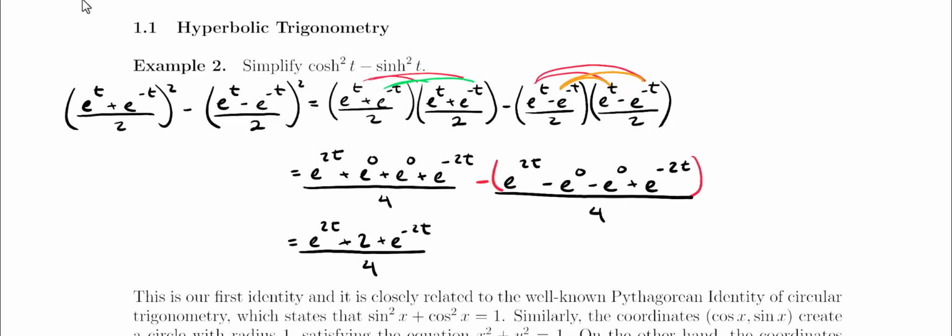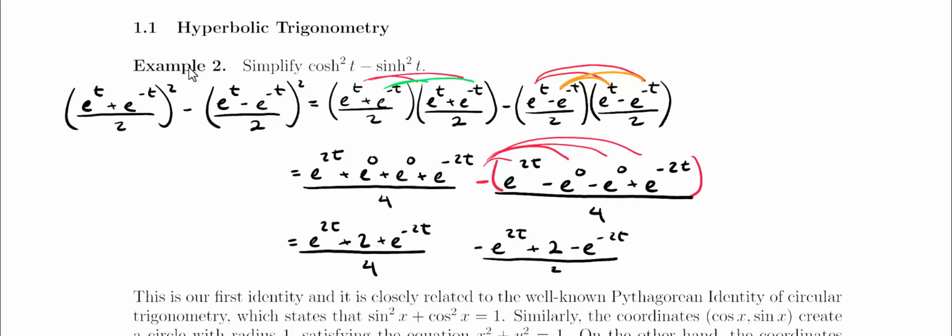And now, for the second fraction here, distributing the negatives to everything and simplifying, we're going to have a negative e to the 2t plus 2 minus e to the negative 2t divided by 4. Now I distribute the negative already here, so I'm going to put an addition here for the two fractions.